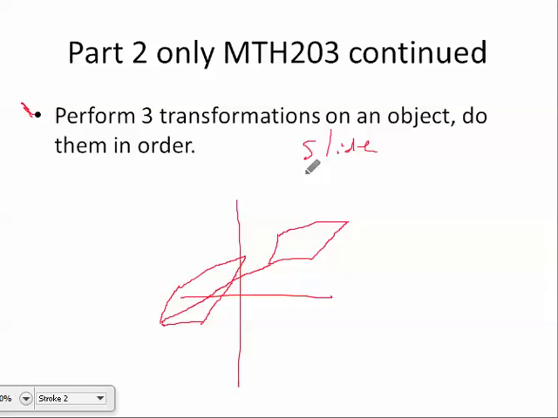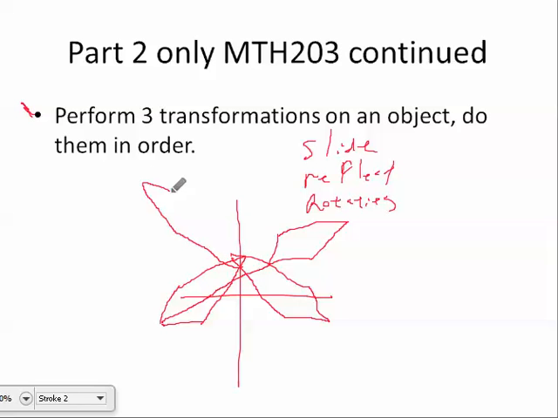Then you'll be told to reflect it over the y-axis. Well, that means make a mirror image of it going the other way. Okay? And then you'll be asked to rotate it 180 degrees. And that means it's going to do this. And you're going to be asked for where one of these points is.